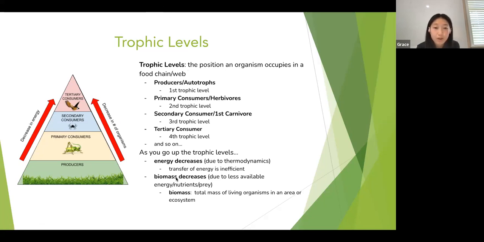Also, the biomass will decrease as a result because there's less energy available. Therefore, less amounts of an organism can be sustained.